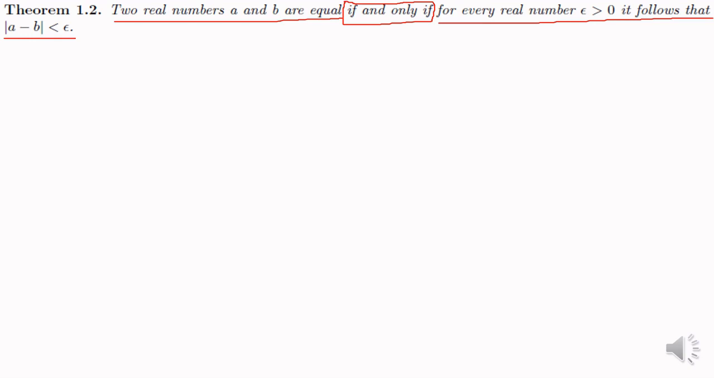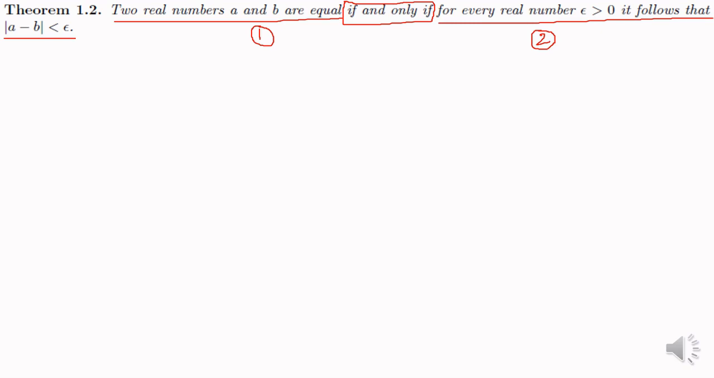So whenever "if and only if" is used, you can see two statements, one before and another one after it. So here the first statement is: two real numbers A and B are equal, and the second statement is: for every real number epsilon greater than 0, it follows that modulus of A minus B is less than epsilon.